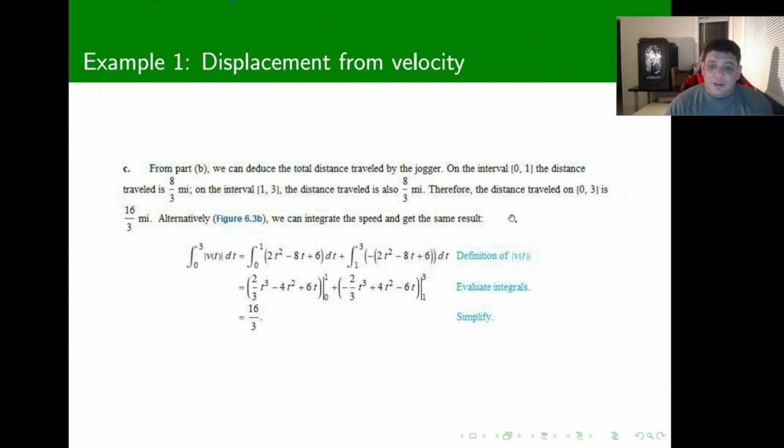Alternatively, we can just do the integral and find the same result. So we're going to do the 0 to 3 integral of the absolute value of b of t. That's going to give me a split between 0 to 1 and 1 to 3. In this part the function is positive, so it stays the same. And in this part the function is negative, so we multiply by a minus. Once we do the integrals, we're going to get that this is 16 over 3. Okay, so this is the first example of what we can do with application of integration.